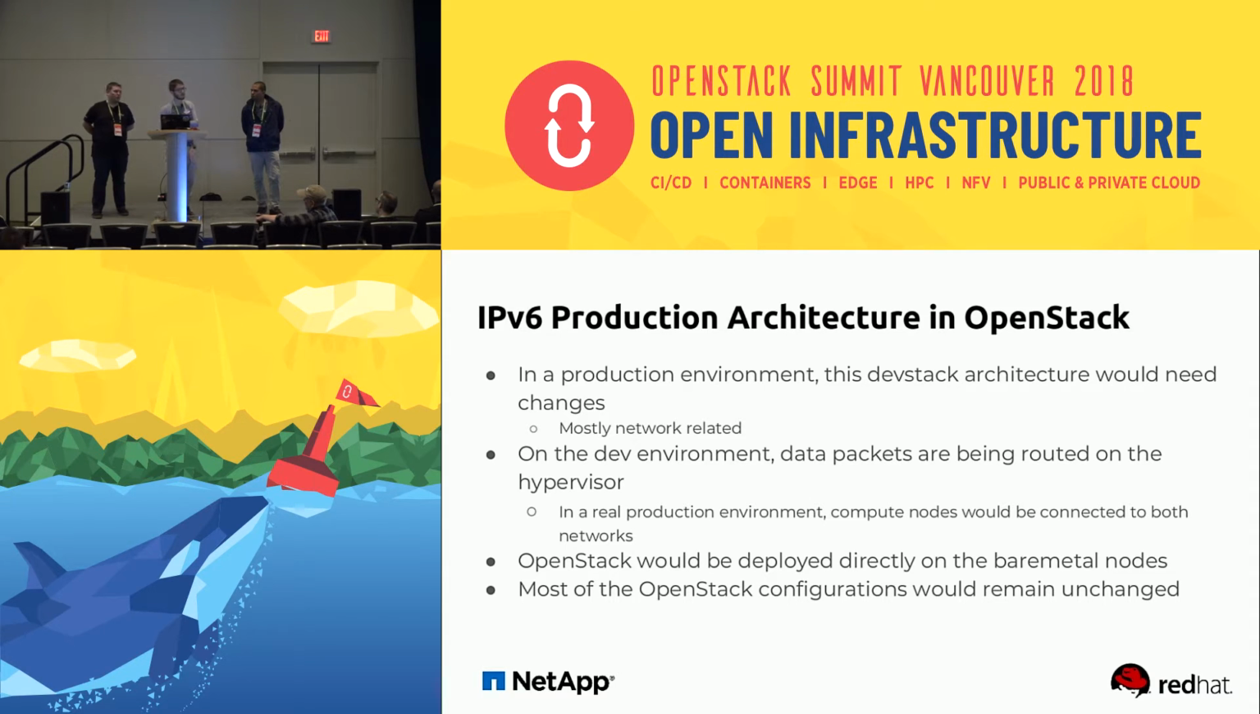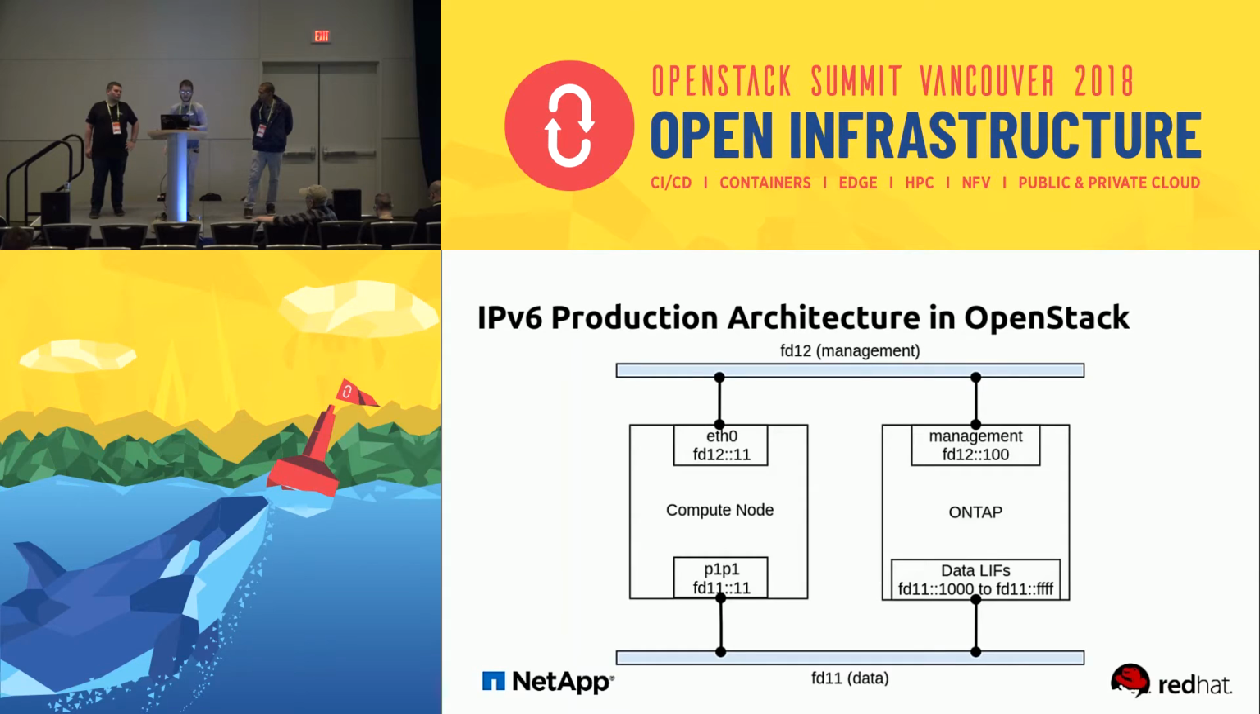In our environment, the data packets are being routed through the hypervisor. So the hypervisor is connected to both networks, and they are being routed by the hypervisor to OpenStack. In a real, more production environment, OpenStack would be connected to these two networks, so we wouldn't need to route those packets within this hypervisor. And of course, OpenStack would be deployed on this bare metal, which is connected to both networks. But the configurations on OpenStack wouldn't change much.